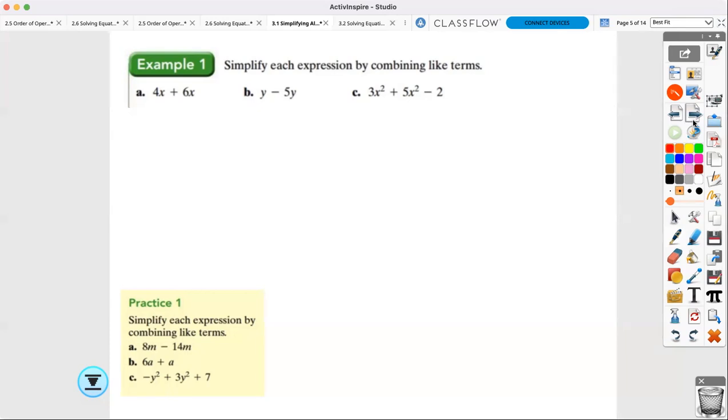All right, that was the timer, guys. I'm going to go ahead and get started. Look at example A, 4x plus 6x. They're both x terms, so they're like terms. I'm going to highlight them the same color, both yellow, so I can combine them. Think of x as apples. I have 4 apples and I'm adding 6 apples to my collection, so in total I'll have 10 apples. But remember, apples is just x, so the answer is 10x. And we're done.